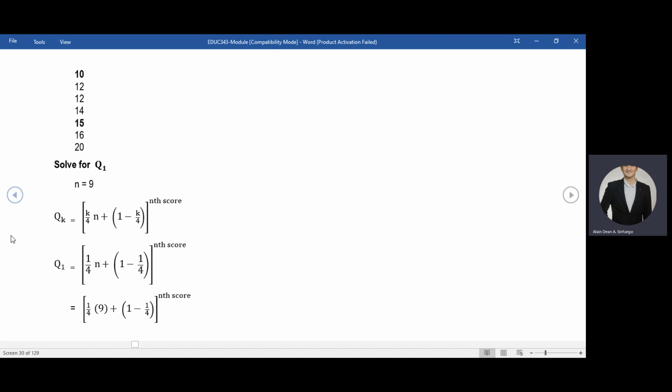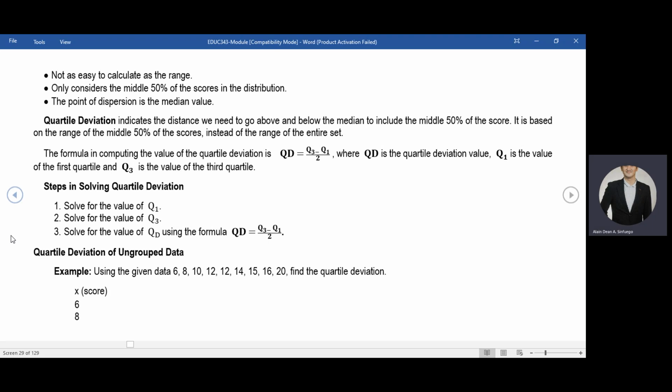Going back to the data set, values arranged from lowest to highest, the third score is 10. So that is your first quartile.